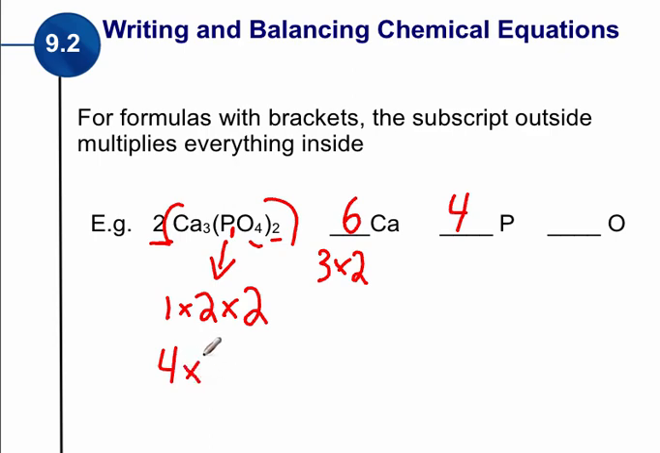Oxygen, same thing. We first have to take the 4 inside the brackets and multiply by this 2 to find the number of oxygen per molecule. So there's 4 oxygen times 2. That tells us the number of atoms per molecule, but remember, we have another 2 molecules here. So when we multiply that all together, 4 times 2 is 8, times 2 gives us a total of 16 oxygen. Counting techniques are very, very important as we get into the law of conservation of mass and writing and balancing chemical equations.